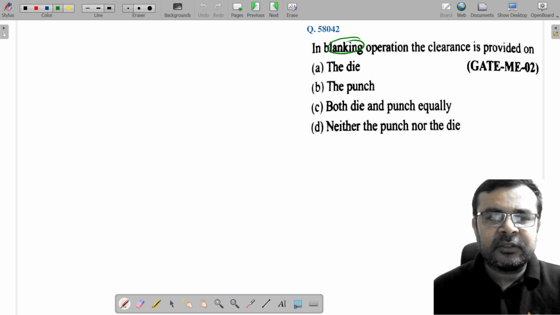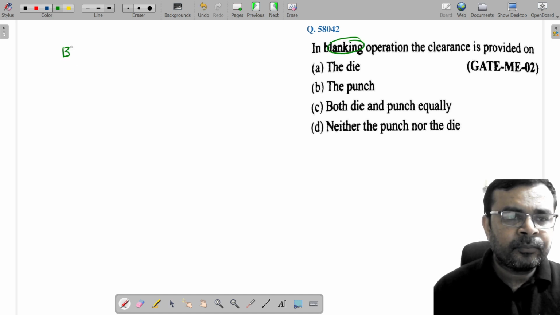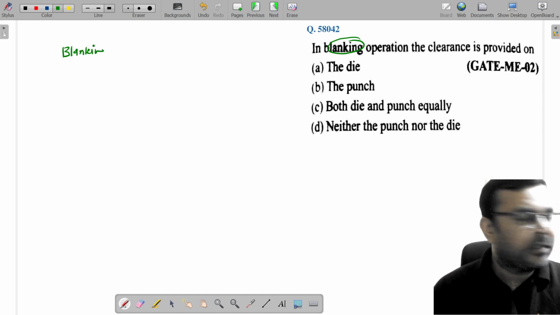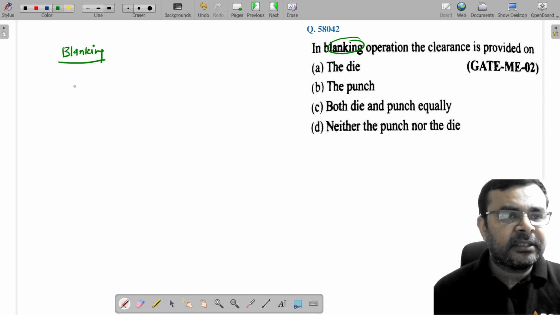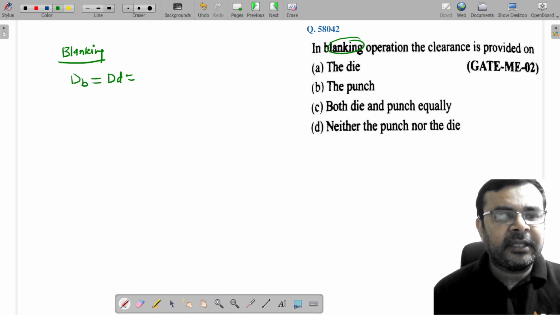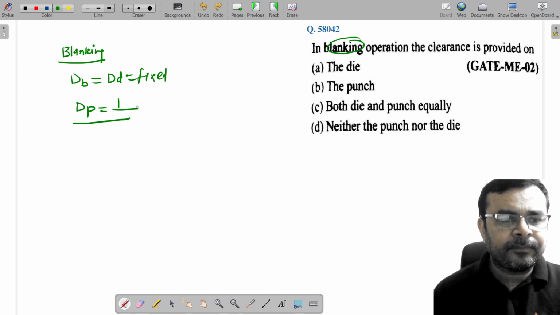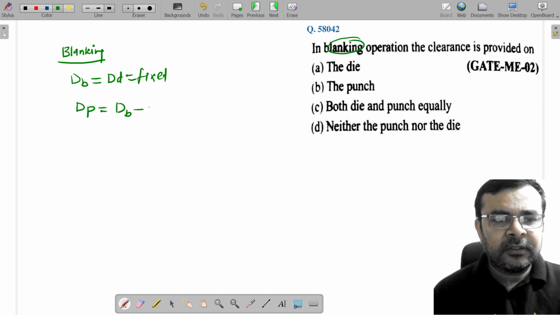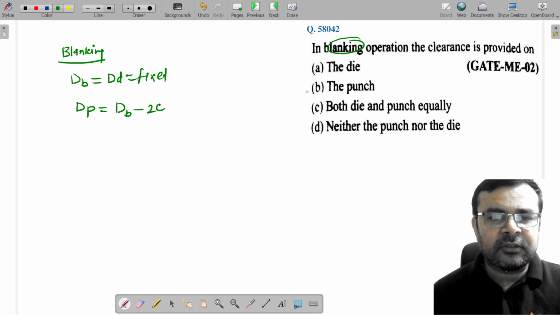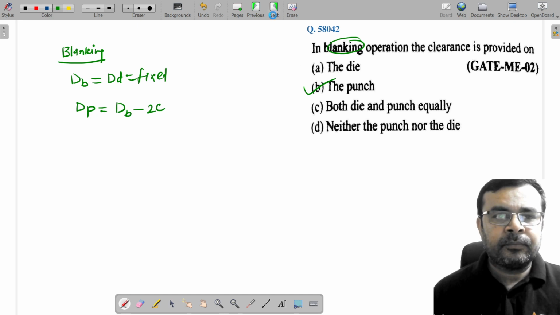In the blanking operation, the diameter of the blank is always equal to the diameter of the die, which is fixed. With respect to this, we have to provide the diameter of the punch. So diameter of punch is nothing but diameter of the blank minus 2c, that is clearance. So the clearance is always provided to the punch only.